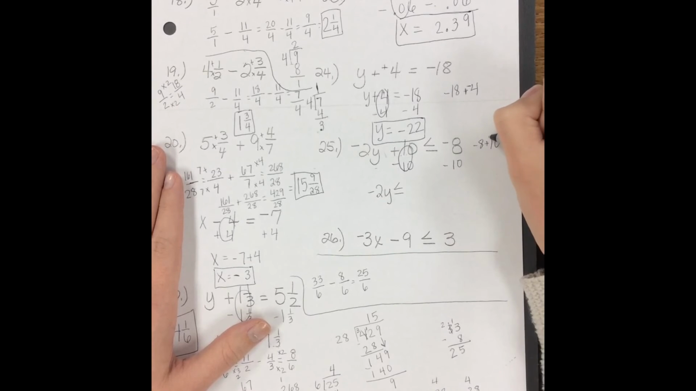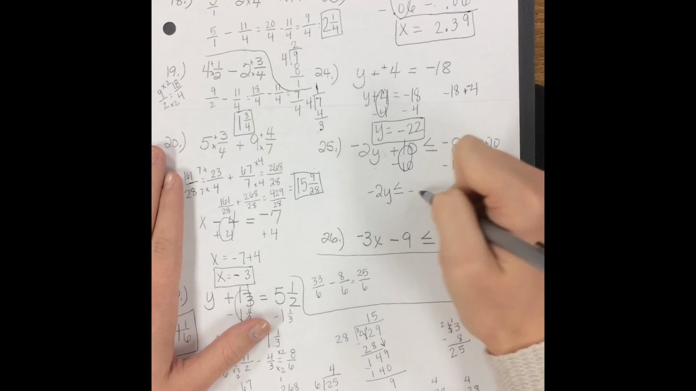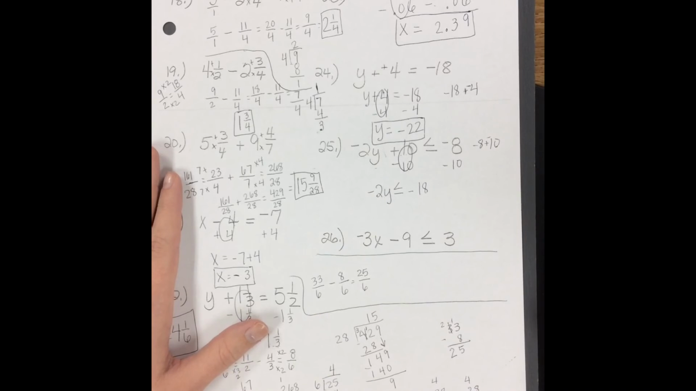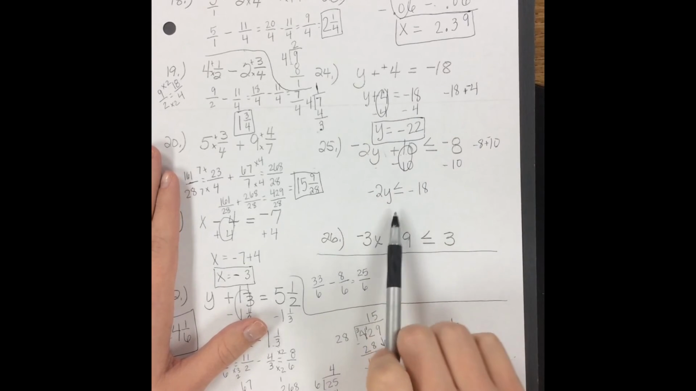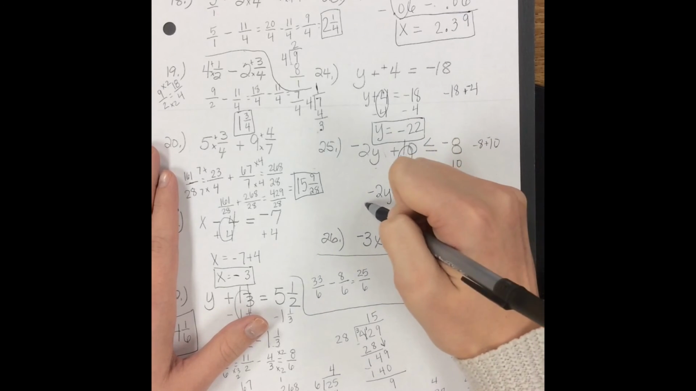Okay, keep, change. Now we're adding with same sign. So add and keep the sign. So -18. Okay. Now we are still solving for y. Y is being multiplied by -2. So I need to do the opposite of multiplication. Okay, the opposite is division.